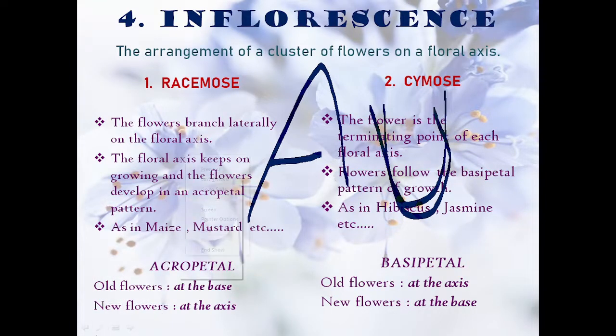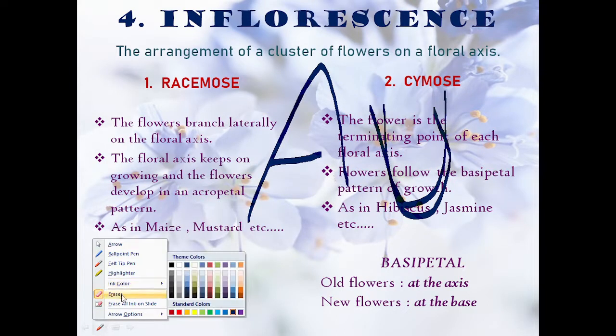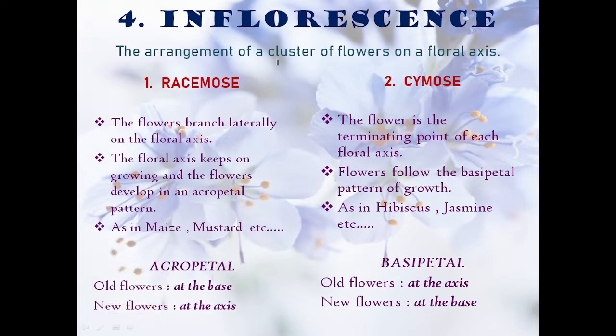Suppose you have just learned by heart that for racemose it is acropetal, for cymose it is basipetal. Now how will you remember it? For racemose, think race. Suppose we have two groups of people, one old, one new. The new generation will be running first, so they will be at the apex, fast at the apex, and the old will be coming slowly, so they will be at the base. So what I have done is that I have considered this one as the floral axis.